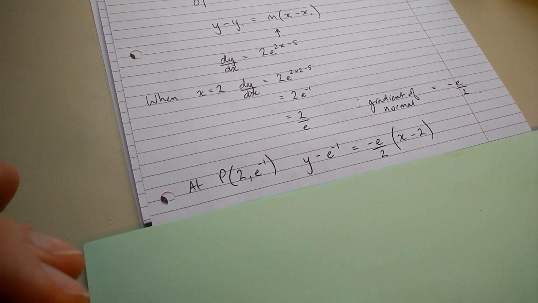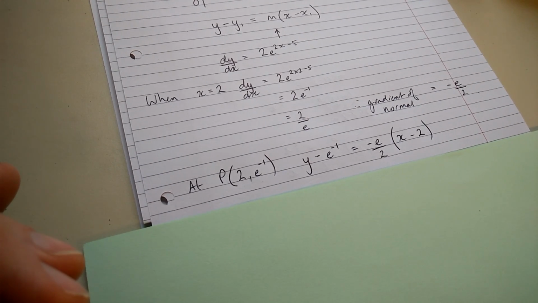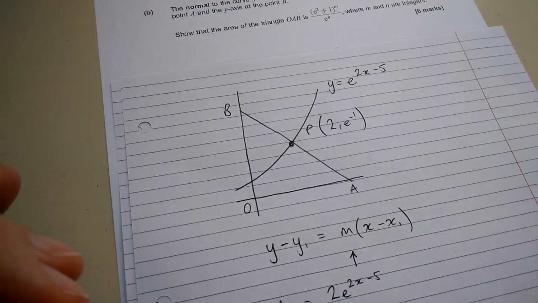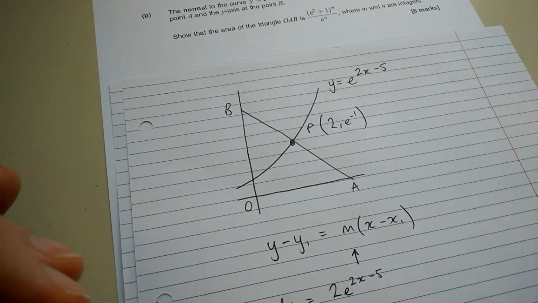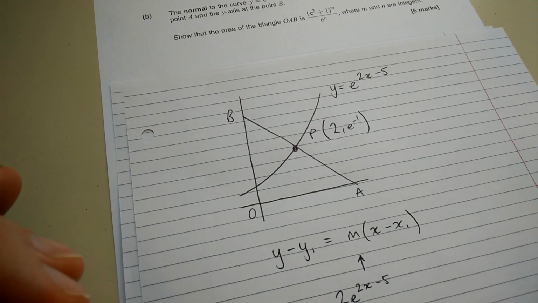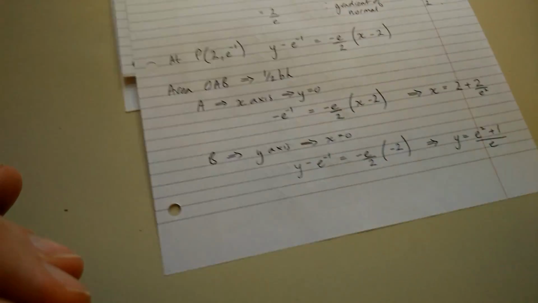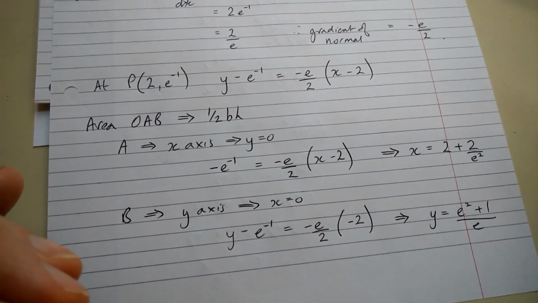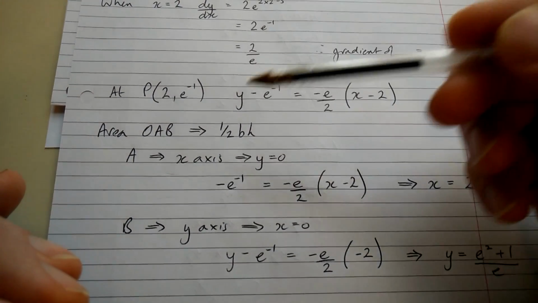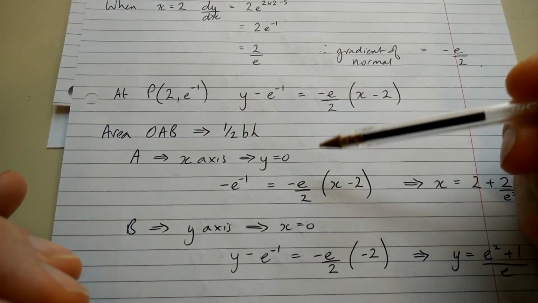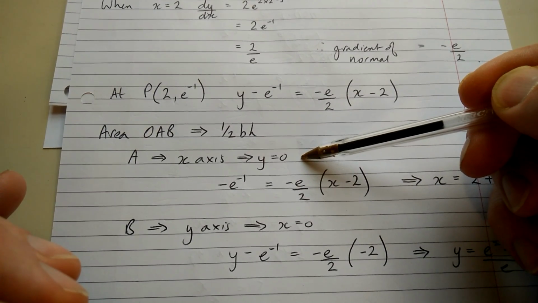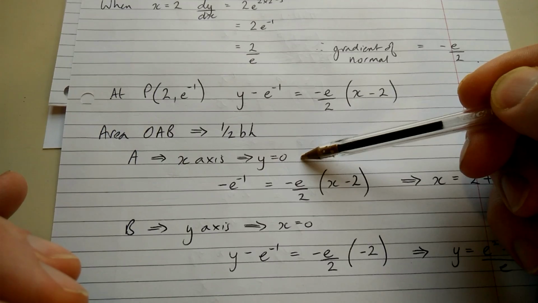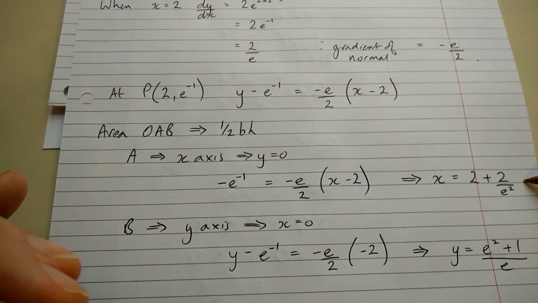Now we can answer the final part of the question, which is to find the area of the triangle OAB. To do this, we need to know the coordinates of A and the coordinates of B. Firstly, the coordinates of A occur where the line intercepts the horizontal x-axis, in other words, where y is equal to 0. We can substitute these values into the formula of the line, and eventually we have the x-coordinate.